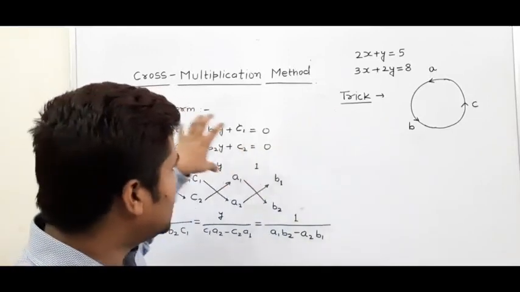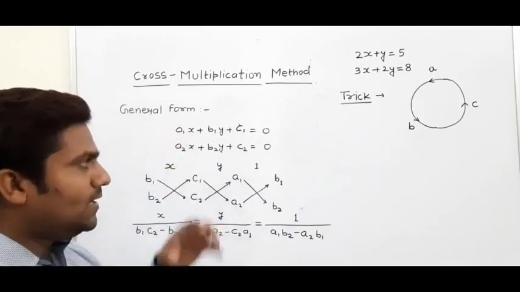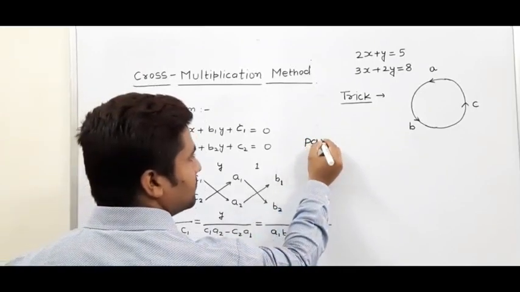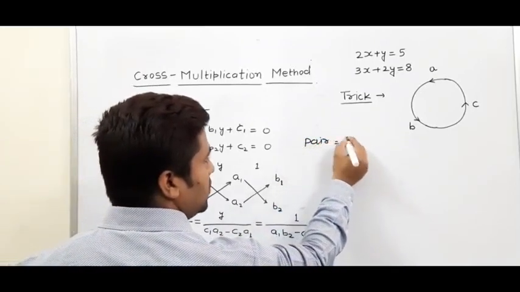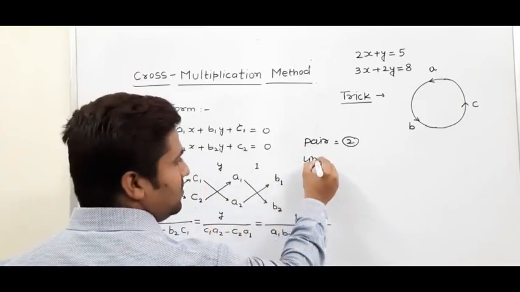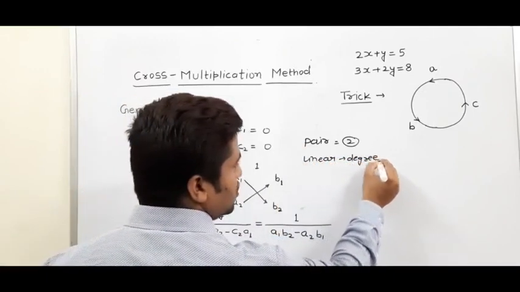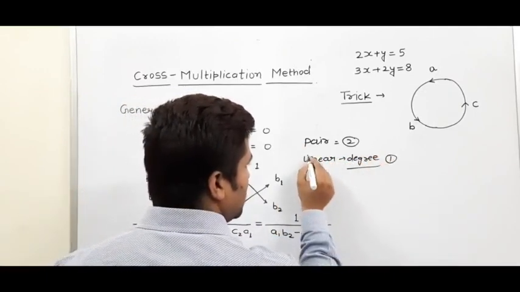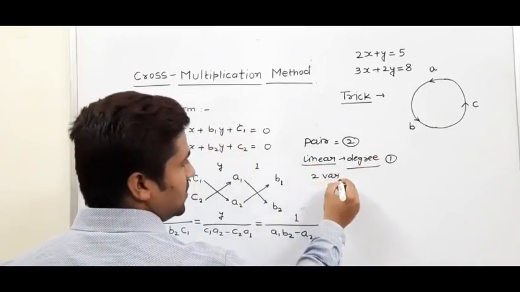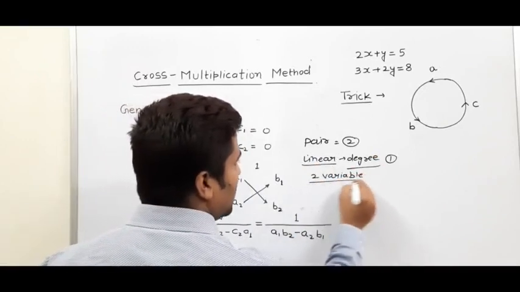So let us see the general things about the pair of linear equations in two variables. First of all, why is it known as a pair of linear equations in two variables? Because pair means it contains at least two equations. That's why it's a pair of linear equations. Linear means the degree of the variable should be 1. That's why it is known as linear. And two variables means there must be two variables in the given pair of equations.